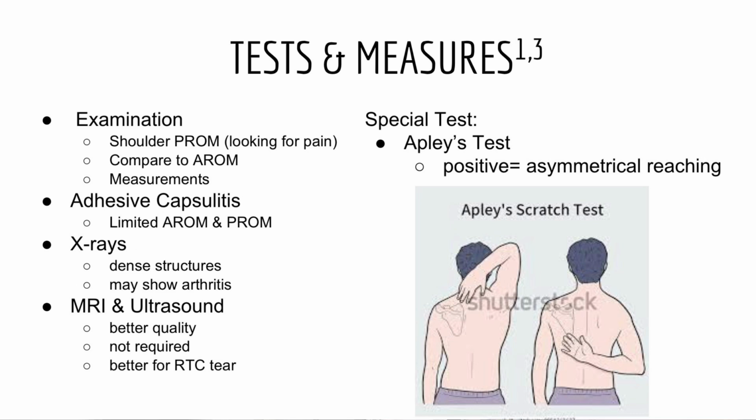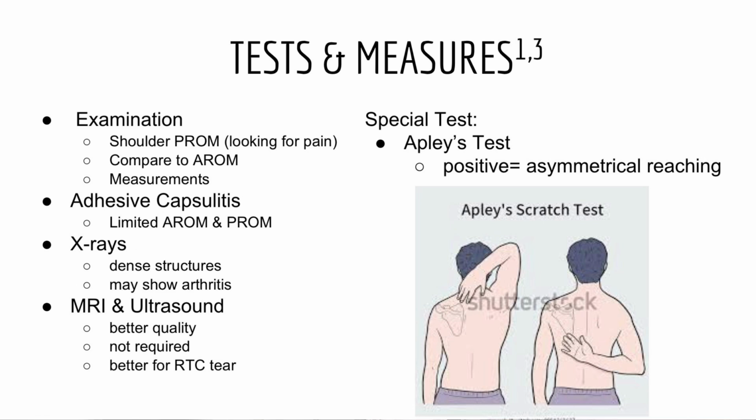You can also get x-rays, but this is not the first go-to for this condition because x-rays show dense structures and they may show arthritis, which is not this condition. You also have MRI and ultrasound. They are better quality, but they aren't required for this condition. And they are better for rotator cuff tear versus adhesive capsulitis.